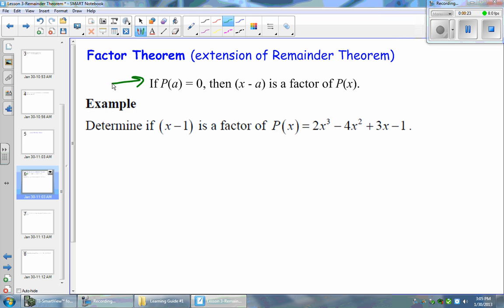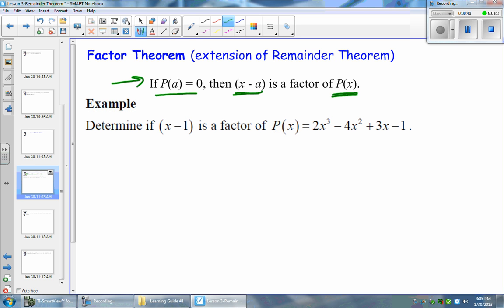If P of a is equal to 0, then x minus a is a factor of P of x. That means if this is equal to 0, meaning if the remainder is equal to 0, then this binomial is a factor of this polynomial. It also means that this binomial divides evenly into this polynomial. So let's start with the first example here.